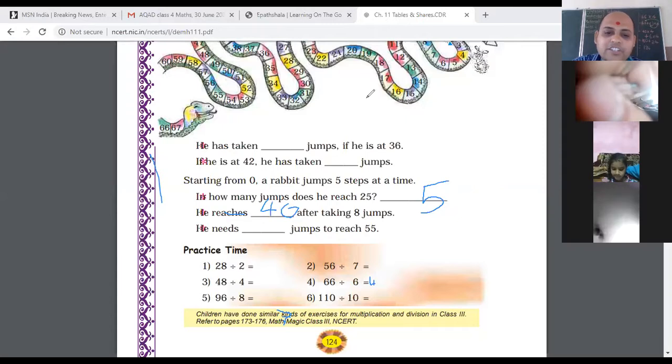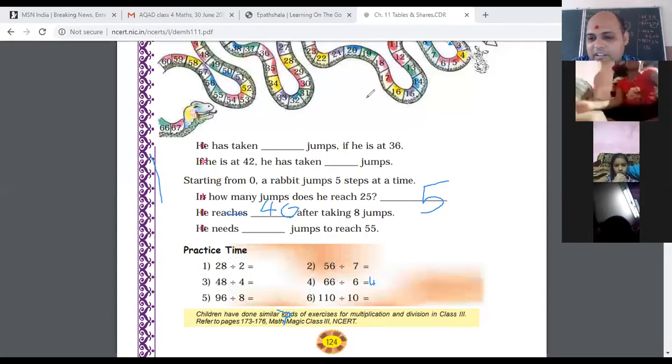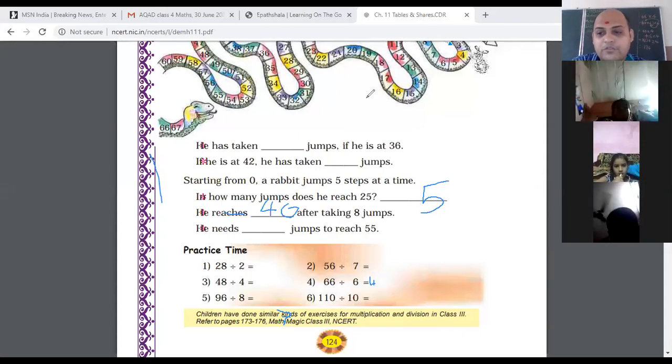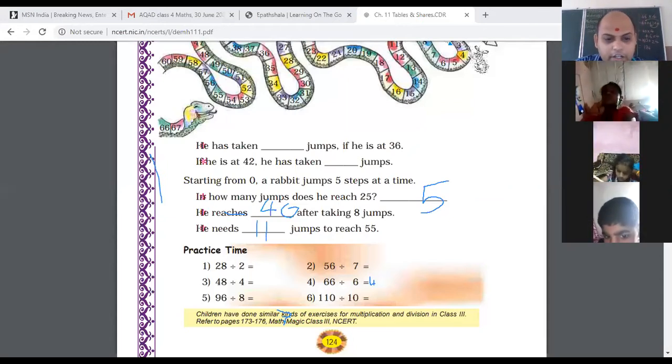And he needs dash jumps to reach 55. Sia, that is wrong answer. Come on, Parth. This is all tables, beta. Do it fast. How many times one needs to jump 5 to get to 55? Very good, Ananya. 11 jumps. Very good. Okay.